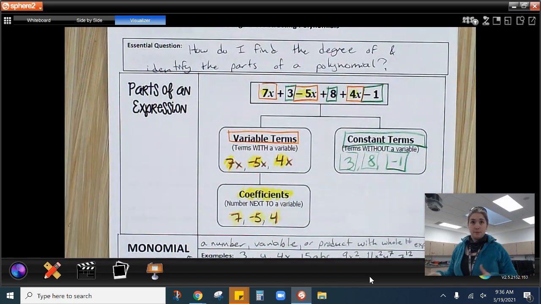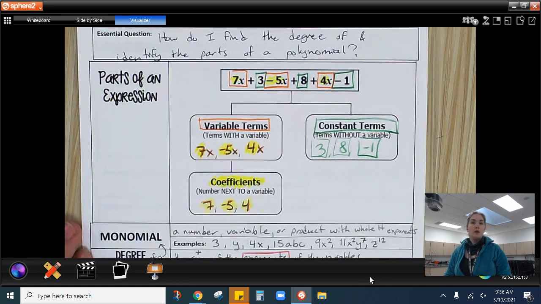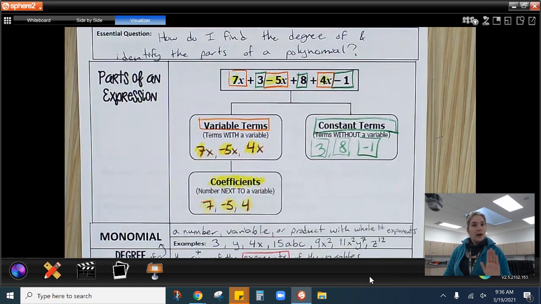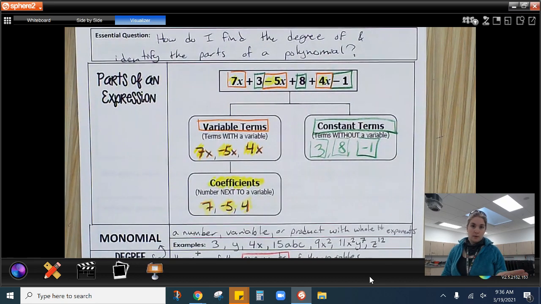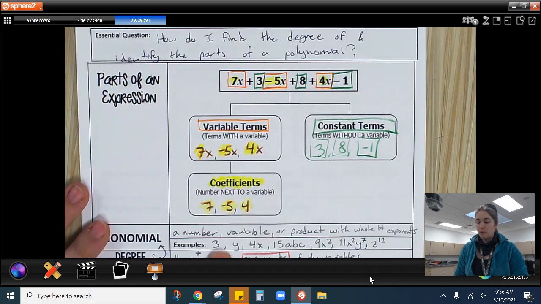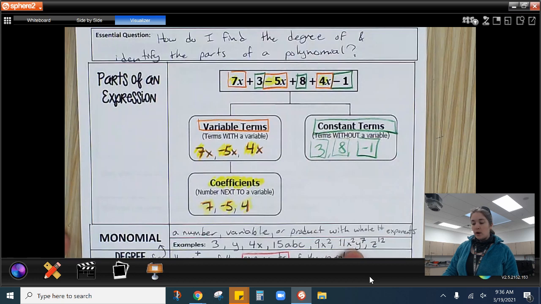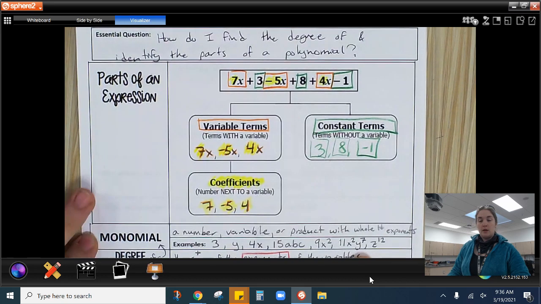A monomial is a number, variable, or product with whole number exponents. No fractions, whole number exponents. So that'd be like 3. 3 is a monomial, or y, or 4x, or 15abc, or 9x squared, or n to the 56th power, or 11x squared, y to the 7th, z to the 12th. All of those are a monomial.